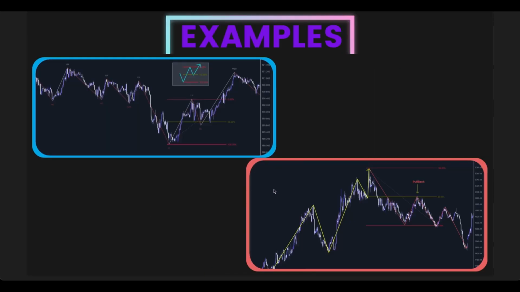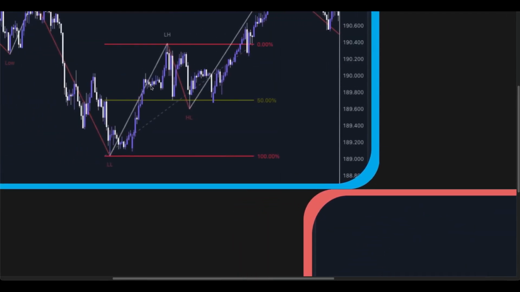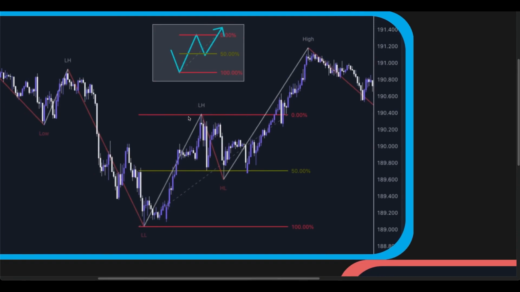Now, here is an example of how you can use a pullback for your trades or entering a trade. The part where it starts pulling back, that is what we would deem as the reversal, right? So what a lot of traders try to do is capture this moment in price, especially on the higher time frame.